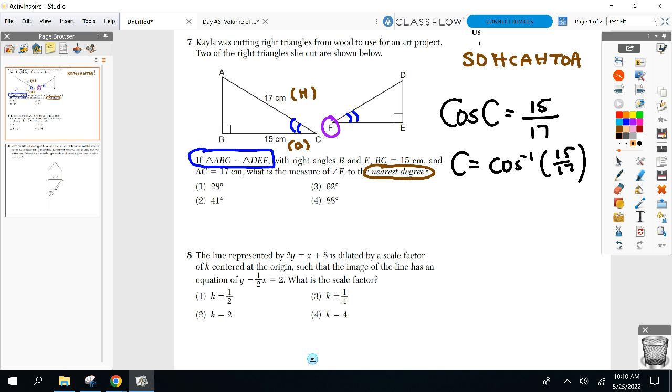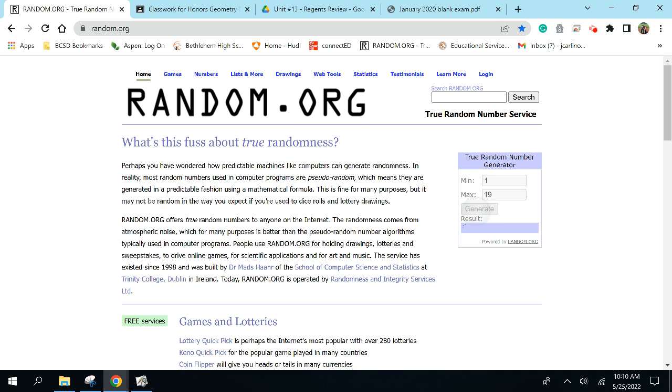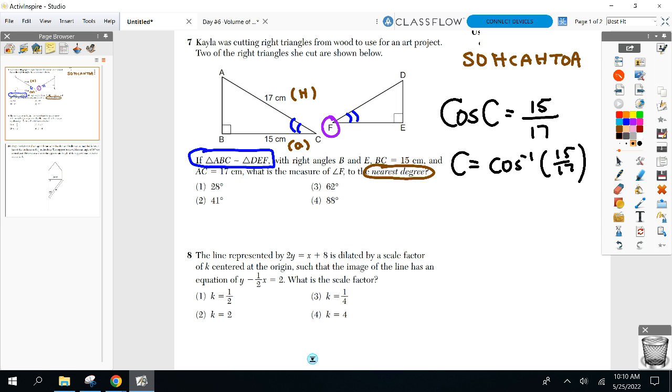And then I round to the nearest degree. What's the nearest degree? 28. 28 degrees. Good work, everybody.